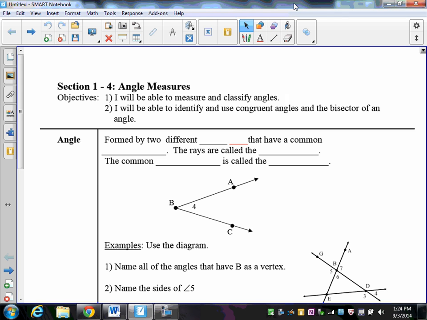These are the notes for section 1.4, angle measures. Our objectives will be: I will be able to measure and classify angles, and I will be able to identify and use congruent angles and the bisector of an angle.